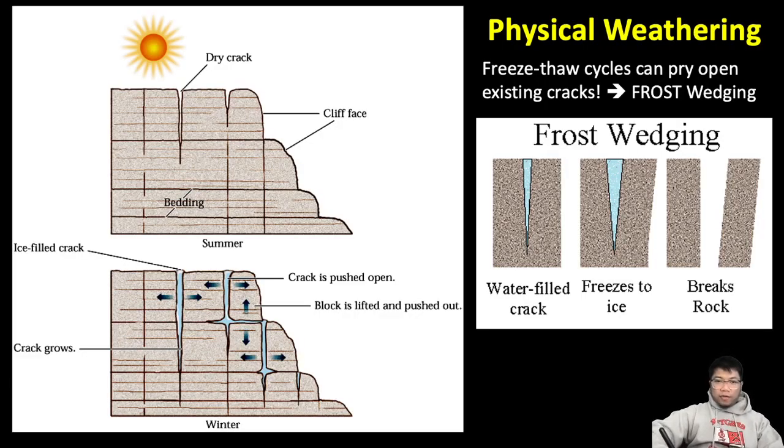This is another example of physical weathering called frost wedging. This happens because of freeze and thaw cycles. These cycles can pry open any existing cracks within rocks. For example, here I have a fracture within rocks, and the fracture will be filled with water. That water will freeze during the winter time, and remember that when water freezes, its volume expands by about 9 to 10%. That process is called frost wedging, because the freezing of water helps pry open the existing fractures within rocks, so it helps break down the rocks.